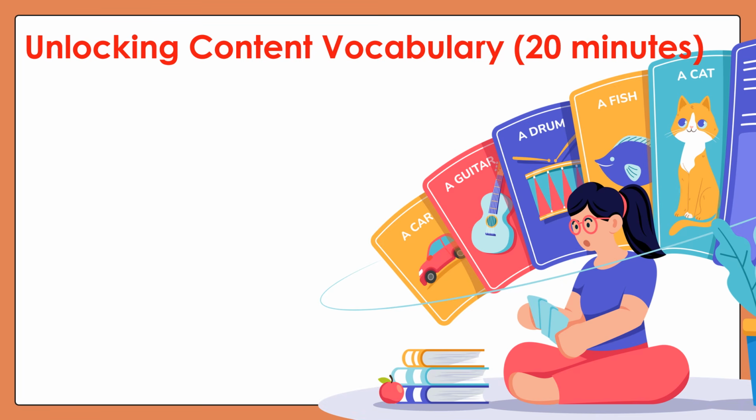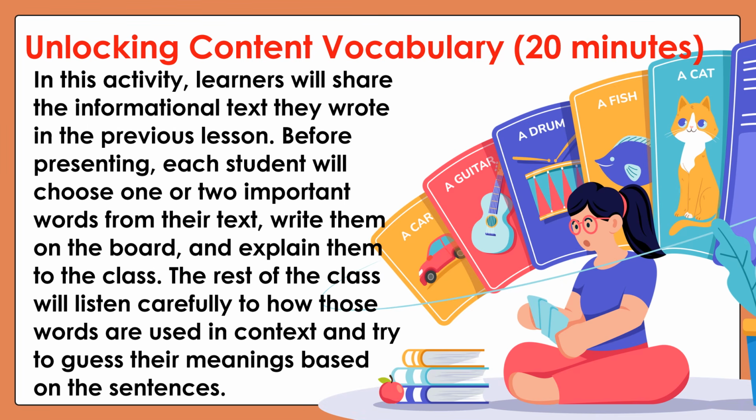Unlocking content vocabulary. In this activity, learners will share their informational texts they wrote in the previous lesson. Before presenting, each student will choose one or two important words from their text. Write them on the board and explain them to the class. The rest of the class will listen carefully to how those words are used in context and try to guess their meanings based on the sentences.